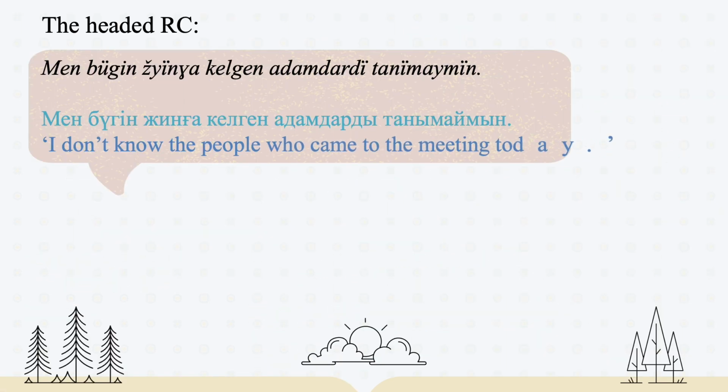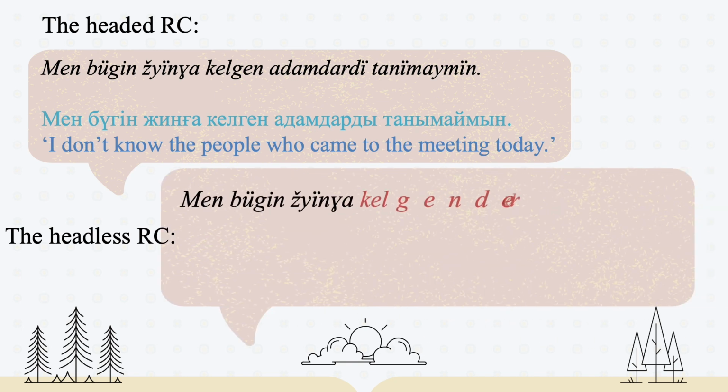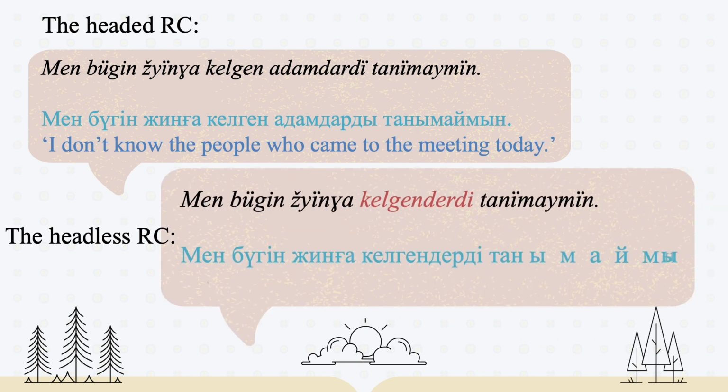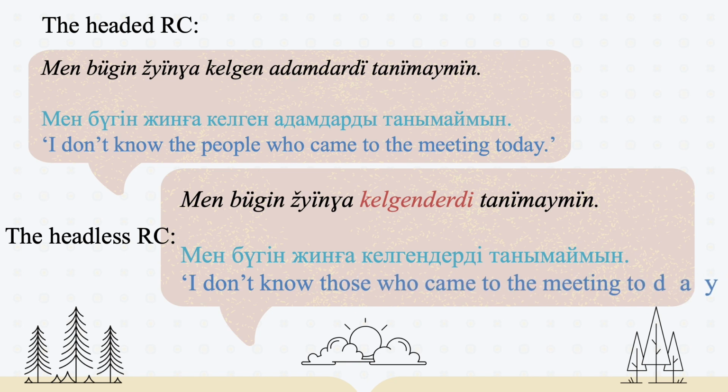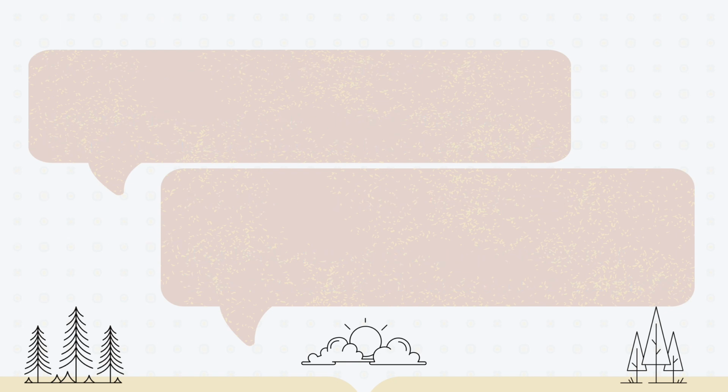There is one more example of transferring a headed relative clause to a headless one. The headed relative clause: мен бүгін жиынға келген адамдарды танымаймын. I don't know the people who came to the meeting today. The headless relative clause: мен бүгін жиынға келгендерді танымаймын. I don't know those who came to the meeting today. The headless relative clauses can be translated into English using the relative pronouns those or what.